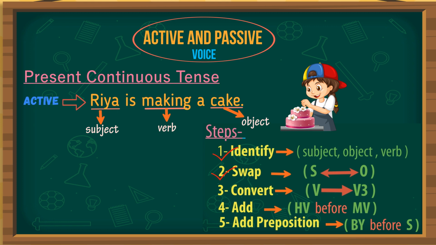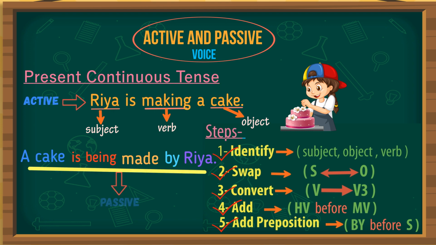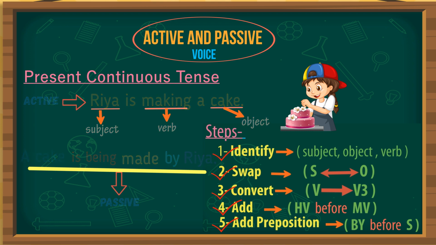In the second step, we need to swap the subject Ria with the object cake. In the third step, you know that you have to use the third form of the verb. So in place of making, it will be made. In the fourth step, we need to add a helping verb of to be. In the present continuous tense, we use is being. Now it's time for step 5 to complete our sentence. By before the subject. So the passive sentence is: a cake is being made by Ria.